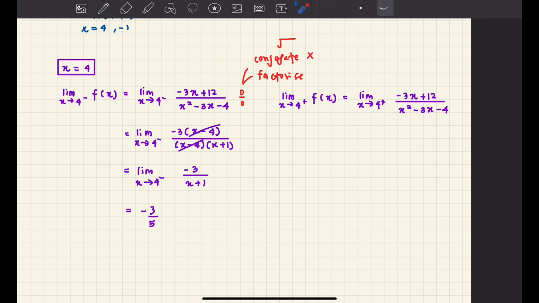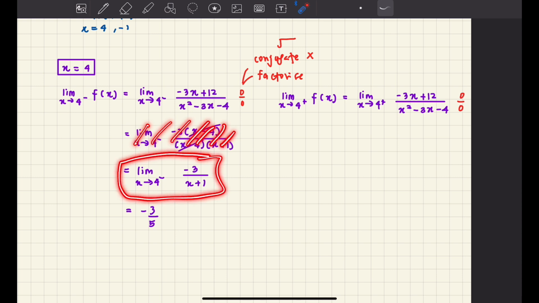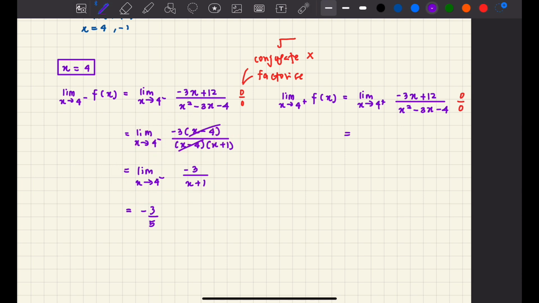So let's do for the right limit pula. Okay, so do the same thing. We will get 0 over 0 still. So what we are going to do from here is sama je macam dekat sini. Okay, so kita akan factorize, lepas tu kita akan cancel out. So we can skip this step, right? And we are moving on to this step terus. Okay, sebab kita tahu bila factorize, kita akan dapat benda yang sama lah. So tak perlu tulis lagi lah. Limit x approaching 4 from the right, and then after factorize we will have negative 3 over x + 1. Okay, so now substitute 4 as it is, so we have negative 3 over 5.